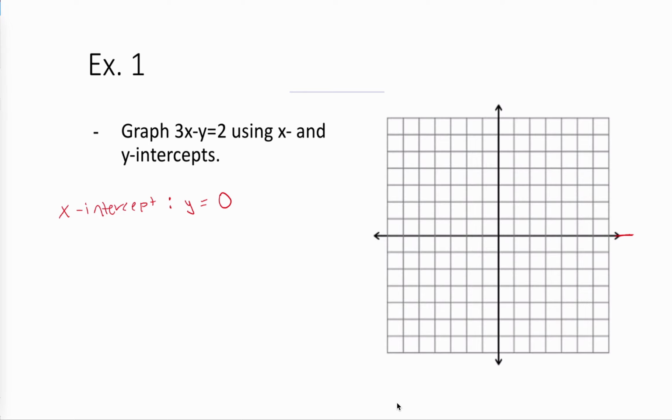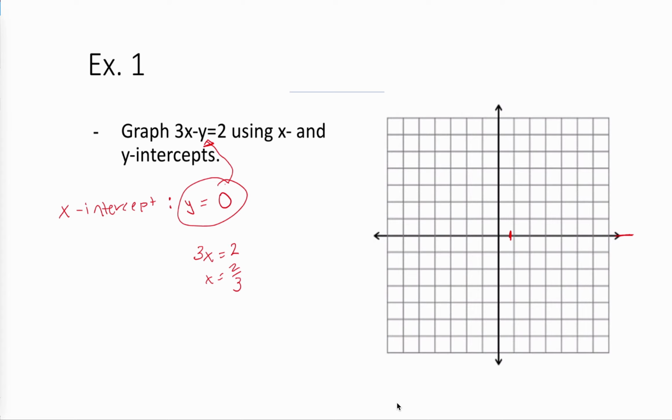So to graph the x-intercept, I would plug 0 in for y into the equation. And so I would get 3x equals 2, and that means that x is 2/3. So I would graph a point on the x-axis at 2/3.